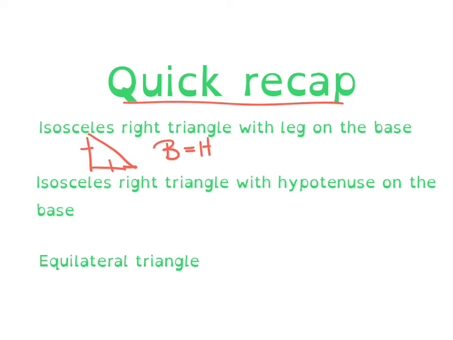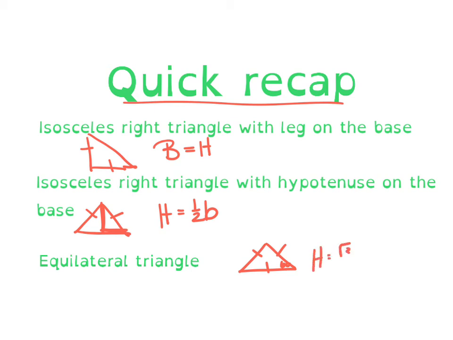Isosceles right triangle with the hypotenuse on the base. Again, I'm going to draw it. Those are my two equal sides. I'm going to put my height in and compare it to the base. My height is half the base. And then that third one, that equilateral triangle that has that goofy radical in it, if those are all equal, I'm picturing 60 here, and this is half of it. So I'm going to say the height is radical 3 over 2 times the base.